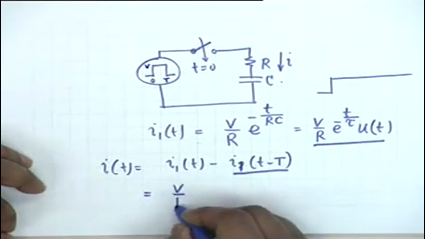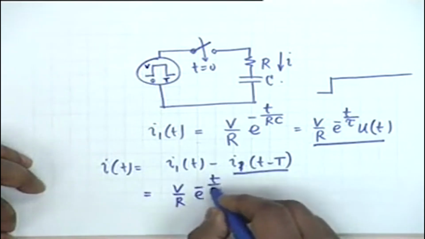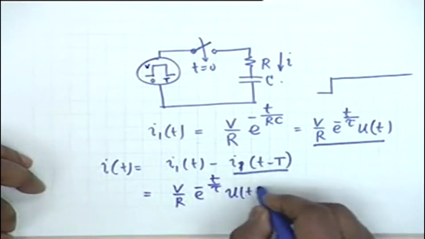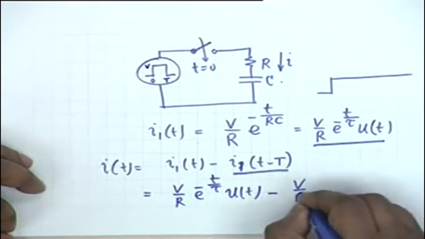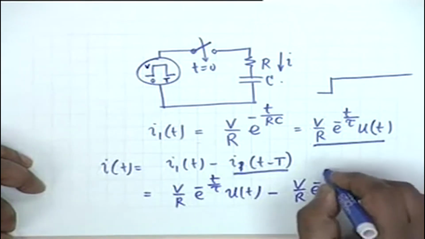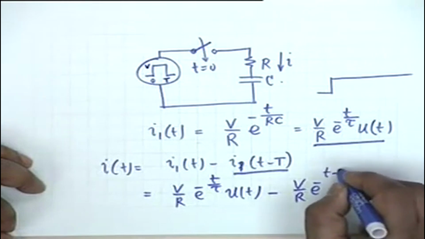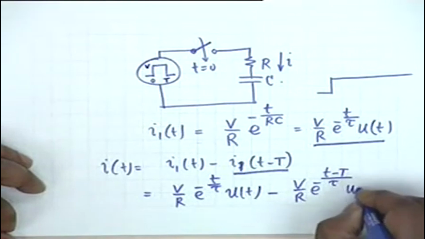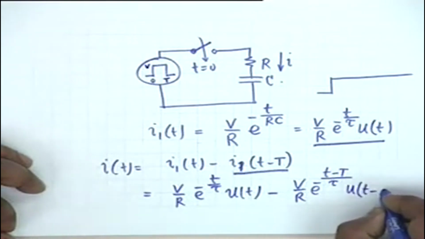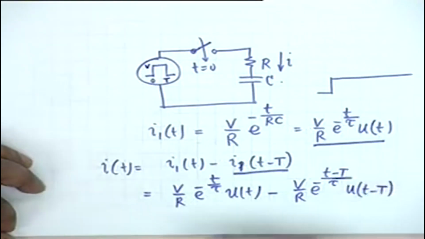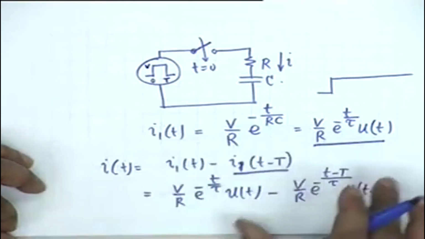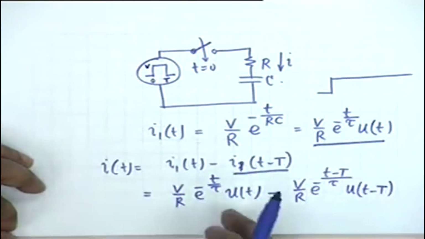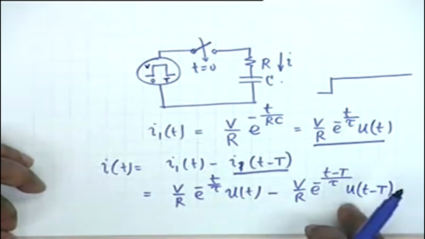Therefore what I get is V by R e to the minus t by tau u(t) minus V by R e to the minus, instead of t we shall have t minus capital T divided by tau, u(t minus capital T). Is this clear? Is this point clear? I have found the two responses independently.